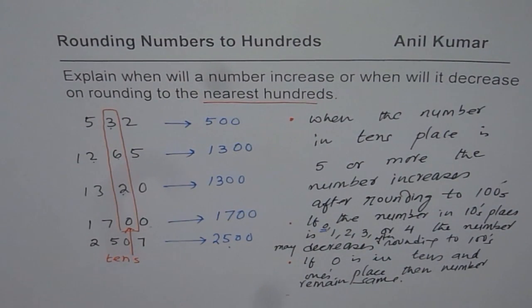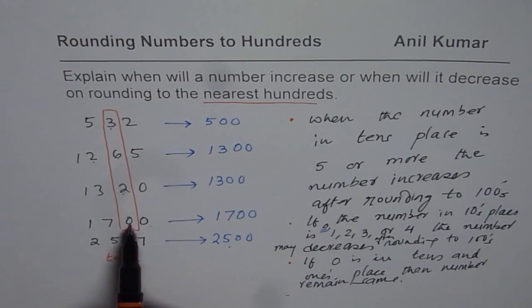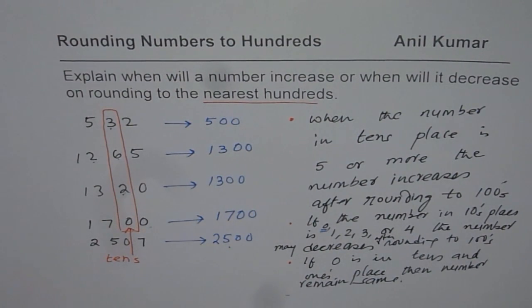So what is important to note here is that the number increases if in tens place we have 5 or more, that means 50, 60, 70, something like this, right? Then the number increases when you're rounding to hundreds. Otherwise, it decreases. And there is one special case that if we have zeros in both ones and tens place, in that case, number may remain same. It doesn't change, right? So that is how you could actually answer this question. I hope that helps. Thank you.